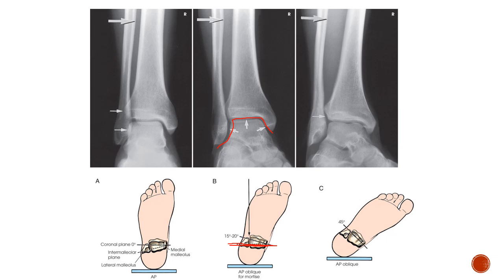We can see the opening between the talus and the fibula and the talus and the tibia. On the AP oblique medial rotation with 45 degrees oblique is where we're going to see the tibiofibular joint is open.